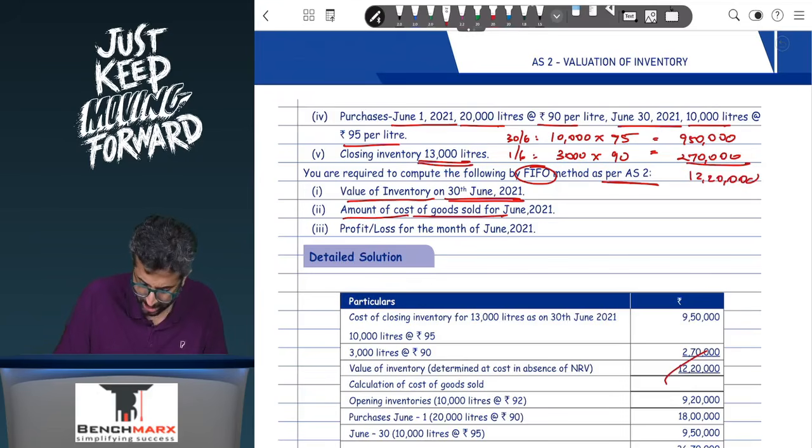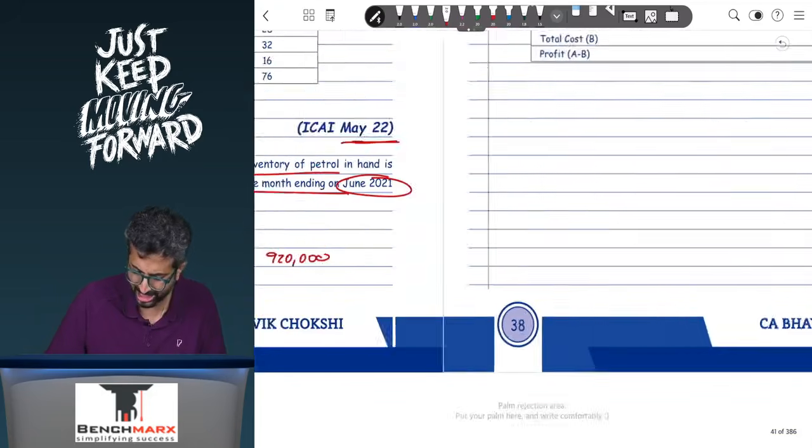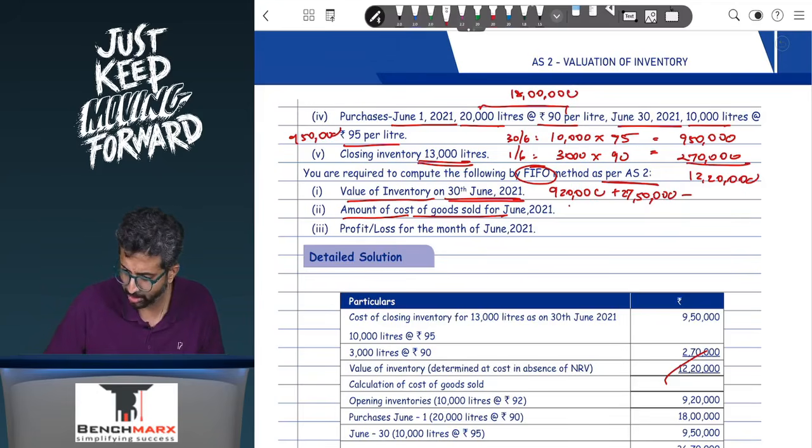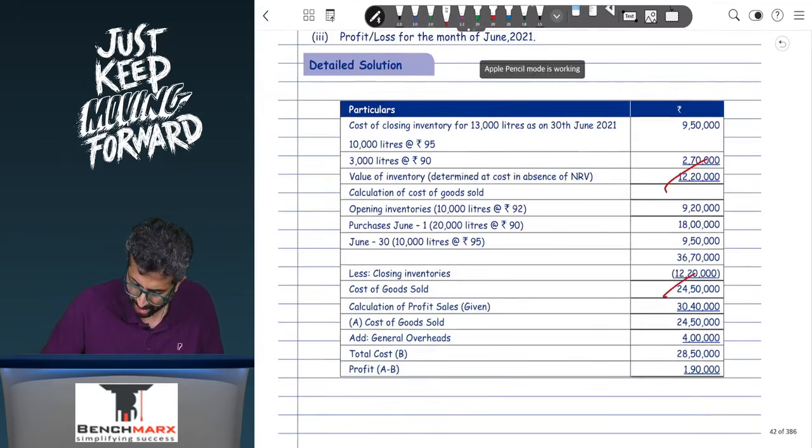Second, amount of COGS. COGS is opening stock plus purchases less closing stock. So my opening stock is 9 lakh 20. That is my opening stock plus purchases. Purchases: 20,000 into 90 comes to 18 lakhs. And 10,000 into 95 comes to 9 lakh 50. So if I total up 18 and 9 lakh 50, I come to 27 lakh 50, minus closing stock, which is 12 lakh 20. So this is plus 9.2 minus 12 lakh 20 comes to what? 24 lakh 50,000. So this will be 24 lakh 50. That is perfect.